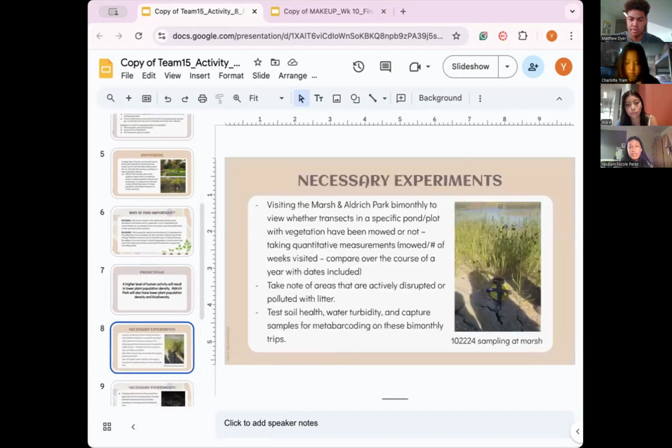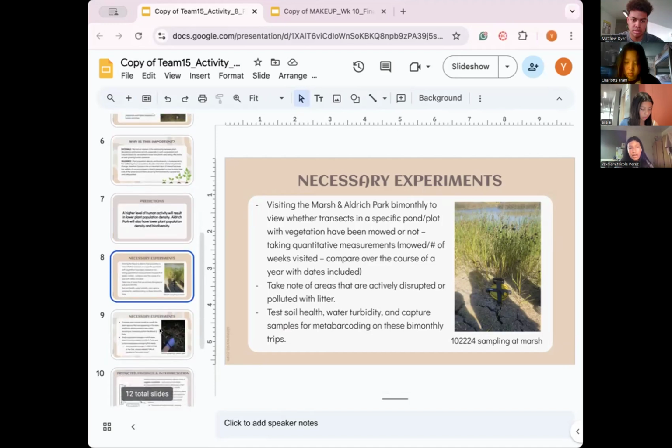And so necessary experiments. We're saying that visiting the marsh or Aldrich Park bi-monthly to monitor vegetation and specific plots, noting where they have been mowed and recording quantitative data such as people that are visiting it, and over the years how stuff changes over time, basically, and track the areas with litter or pollution, and test soil health and collect sampling data for the metabarcoding.